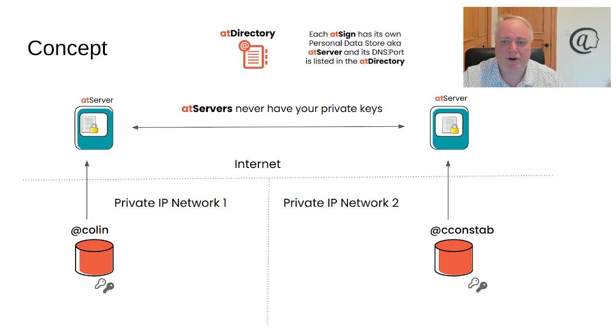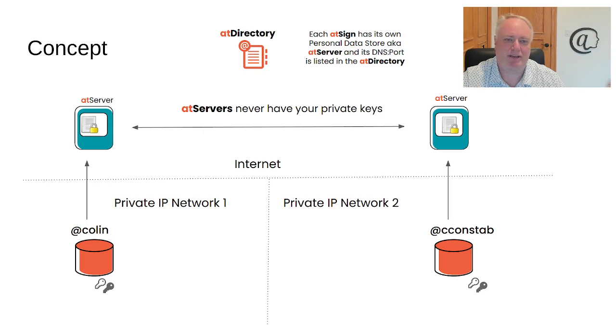And as I'm given that at sign, I get to create my own cryptographic keys. And I use those keys to authenticate to a bit of infrastructure on the internet. We call that an atServer. Each at sign, like @colin or @cconstab, has its own individual atServer. And that is a point of presence on the internet for each of these at signs.